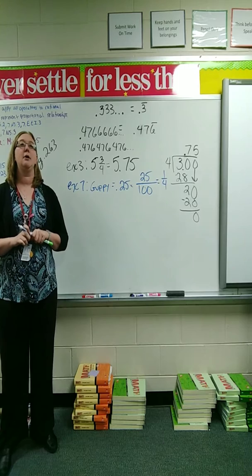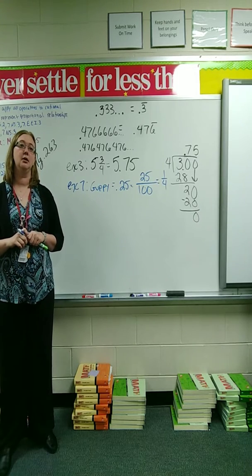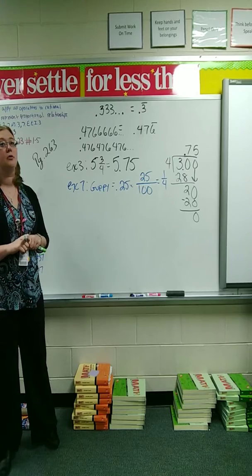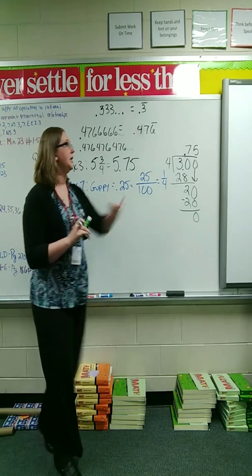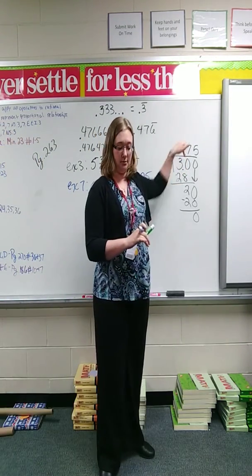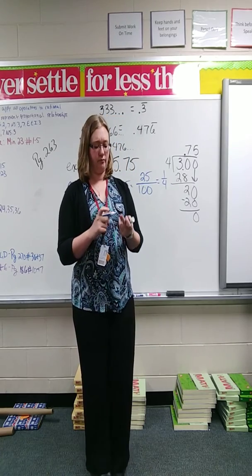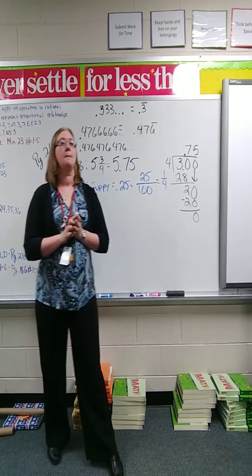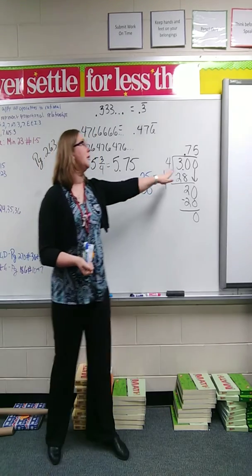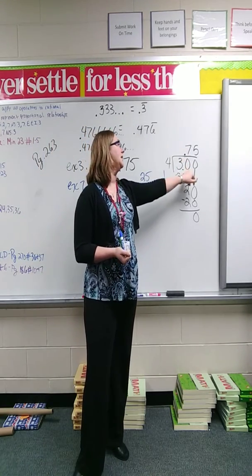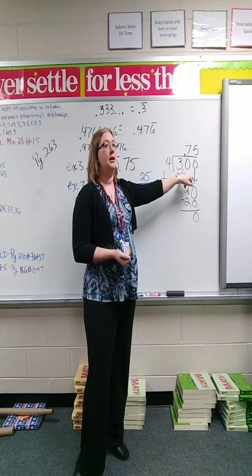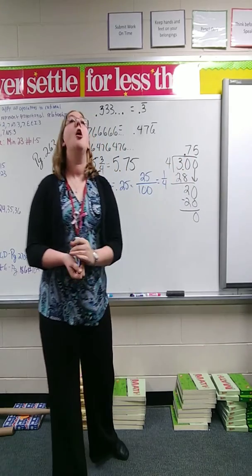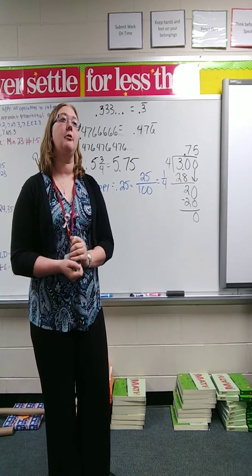Does anyone have any questions? On example 3, does the decimal always have to go up? Yes. When we're doing our long division, as soon as we add a 0, we have to add a decimal point. That decimal point is going to go up. Always, every time. Other questions?